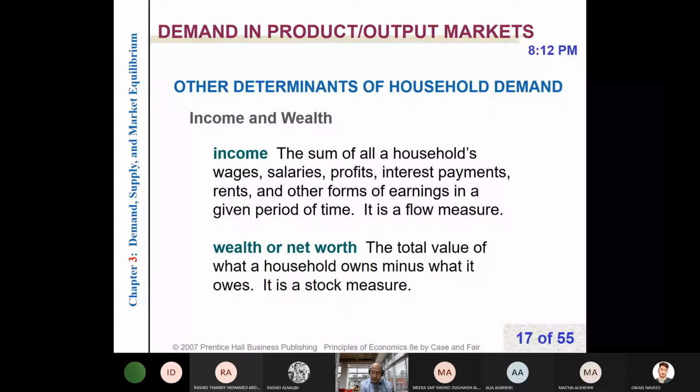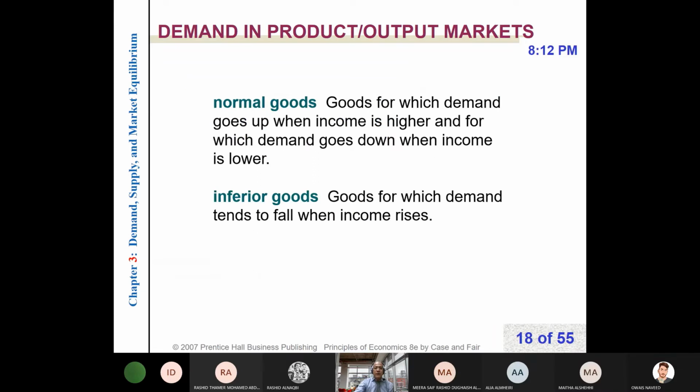Unfortunately, Rashid Al-Hosni lent me 20 dirhams. So I owe him 20 dirhams, and I have to return it. So my net worth equals 1 million minus 20 dirhams. It is a stock measure. Why is it a stock measure? At this moment, I have around 1 million dirhams. Not each month will I receive 1 million dirhams. So differentiate between flow measure and stock measure.